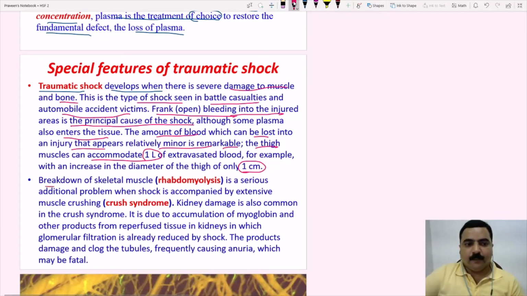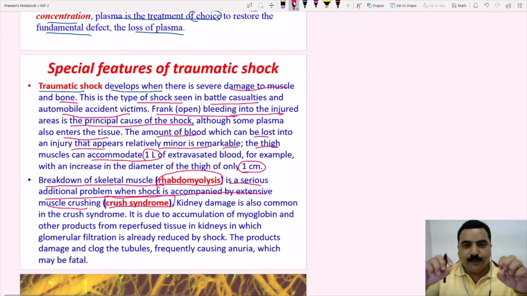Now, what is the other problem? The breakdown of skeletal muscles, rhabdomyolysis. It's a serious additional problem when shock is accompanied by extensive muscle crushing. So we call that crush syndrome. Rhabdomyolysis means what? The muscle is ruptured and the myoglobin is coming out. When the muscle is ruptured, the important thing that comes out of the muscle is the myoglobin.